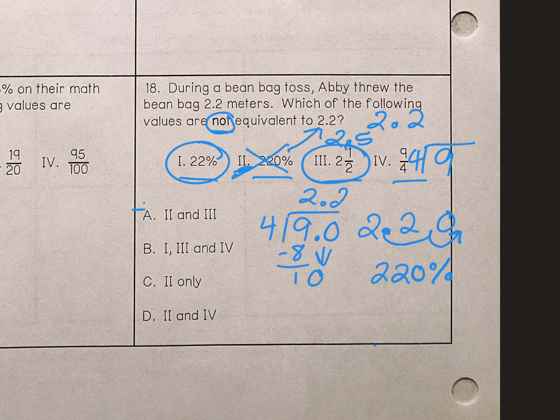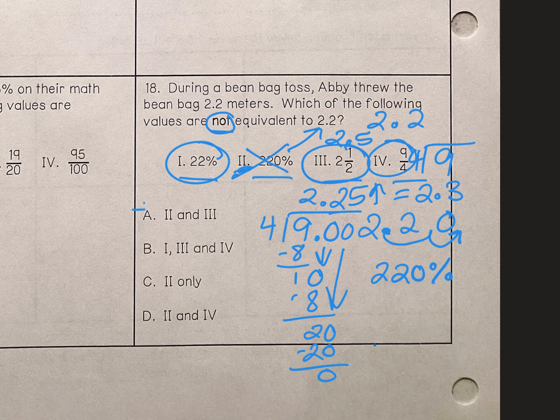4 times 2 equals 8, which is as close to 10 as I'm going to get. And then I've got 2 left over. 4 can't go into 2, so I'm going to add 1 more 0, drop it down. 4 times 5 equals 20, with nothing left over. So because I have 2.25, this would round up, making this 2.3, which means that this is also not an answer choice. So the best answer choice here would be B.